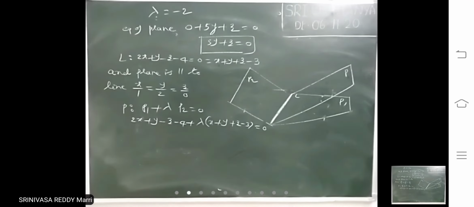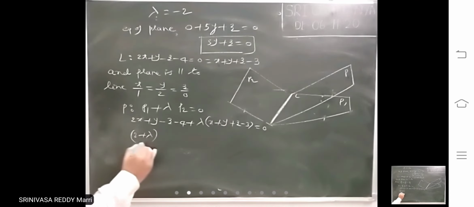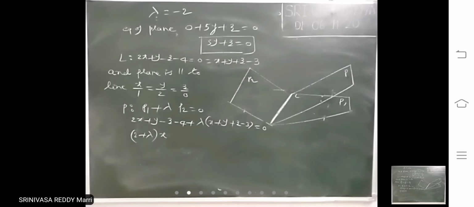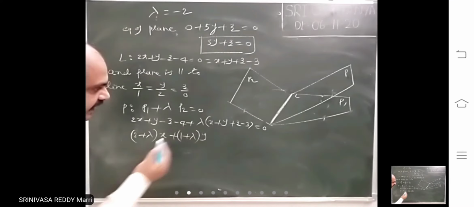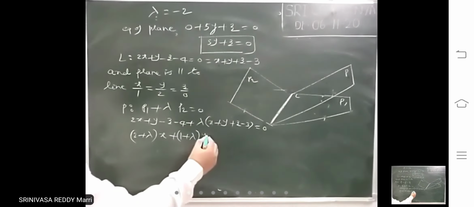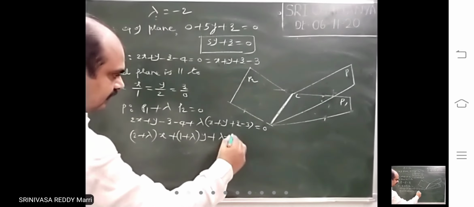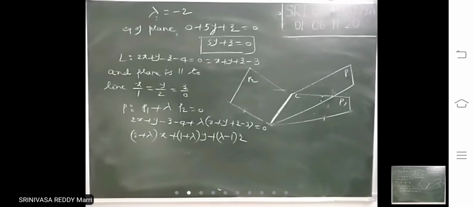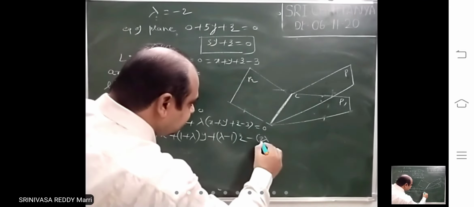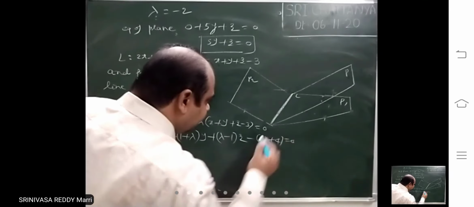This is the required plane. Write it in standard form: (2 plus lambda) into x plus (1 plus lambda) into y plus (lambda minus 1) into z, minus (3 lambda plus 4) equal to 0.